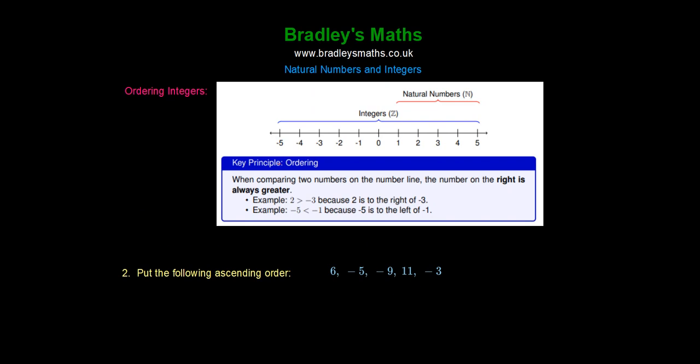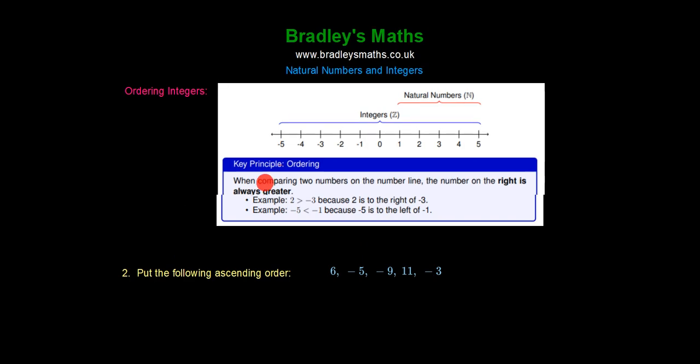We're going to start by looking at ordering integers before we get to the question. As you can see, there is part of a number line on here going from -5 to 5. Let's have a look at the key principle. It says, when comparing two numbers on the number line, the number on the right is always greater.